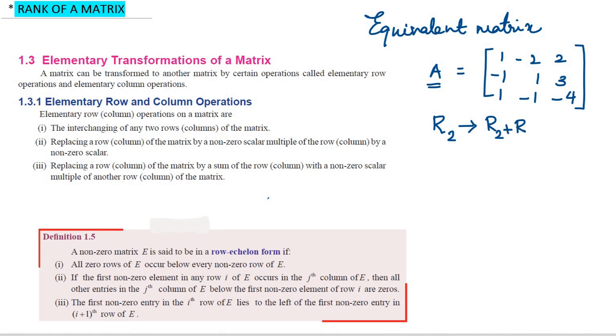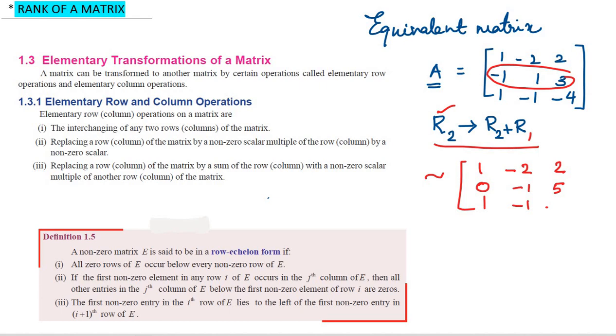Now we are going to add the second row with the first row, and I am going to change the matrix here. Matrix A is equivalent to, this symbol denotes equivalent to, I make the operation R2 plus R1. So minus 1 plus 1 gives us 0. The first row we write as 1, minus 2, 2. There is no change in the first row. I change the R2 elements here. We get 0, 1 plus minus 2 gives us minus 1, 3 plus 2 is equal to 5, and the third row remains as it is.